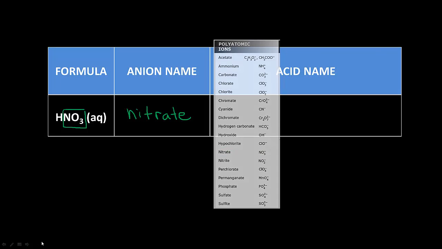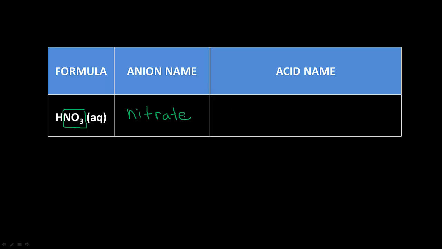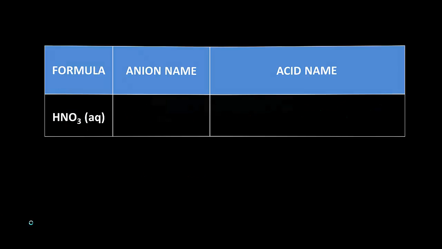Nitrate. Now remember the saying, I ate something icky, ate, ic. Our ate will change to ic, which means we're going to get rid of our ate and change it to ic, and then we add acid. So our acid name would be nitric, and then we add acid. So HNO3 is the same thing as nitric acid.